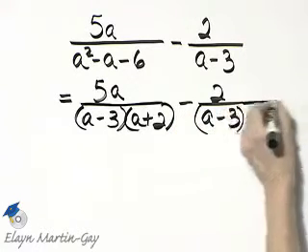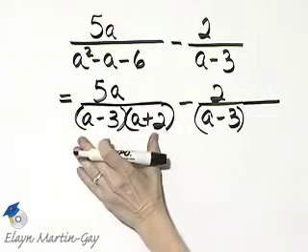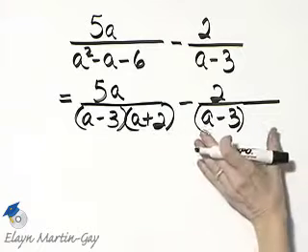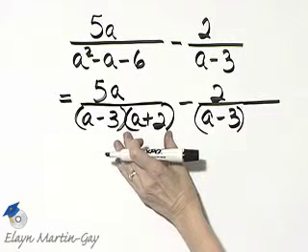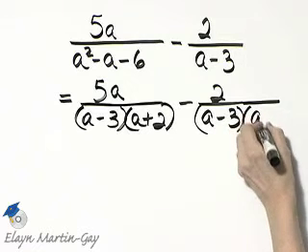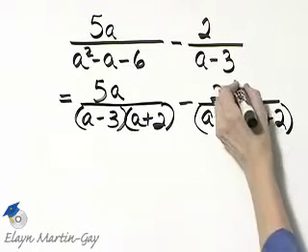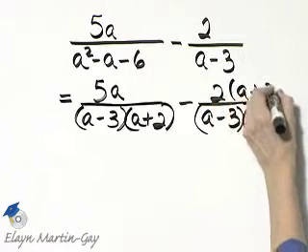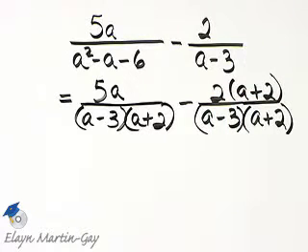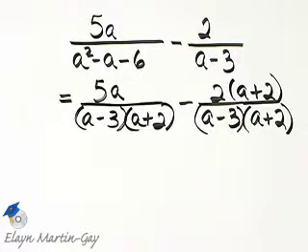What would I multiply the denominator by so that this denominator looks like this denominator? I would multiply this denominator by a plus 2. I'll go ahead and do it right here. If I multiply the denominator by a plus 2, I must multiply the numerator by a plus 2. Now look what I've accomplished. The denominators are now the same.